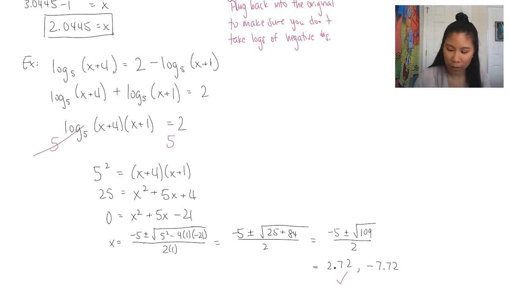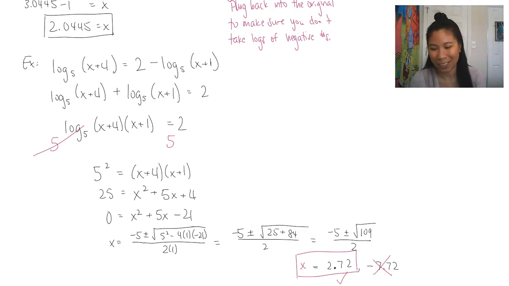Cool. But if I look at this negative 7.72 that I got, when I add 4 to it for this first log, I end up with a negative number, which is bad. That's not allowed. So that means the negative 7.72 is an extraneous solution. So the only one that worked is going to be the 2.72. And that's it. That's it for solving log equations.